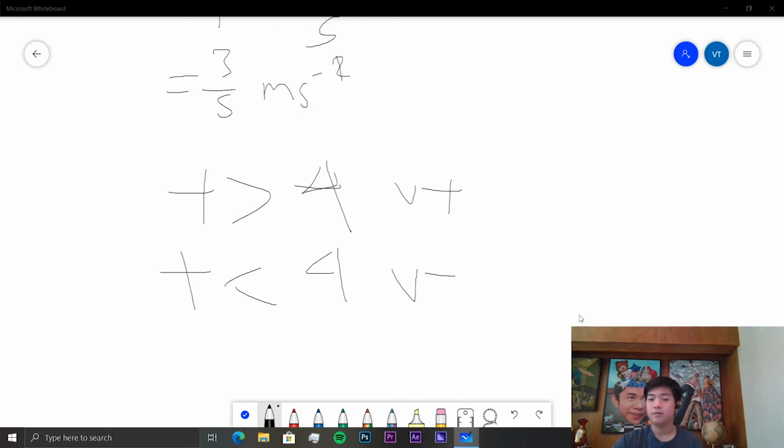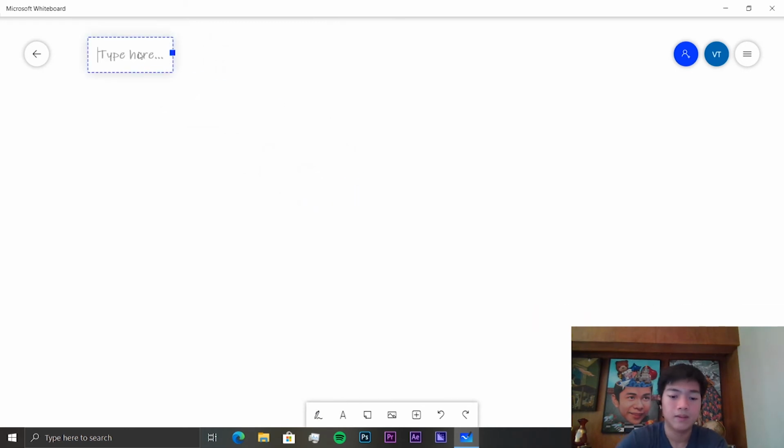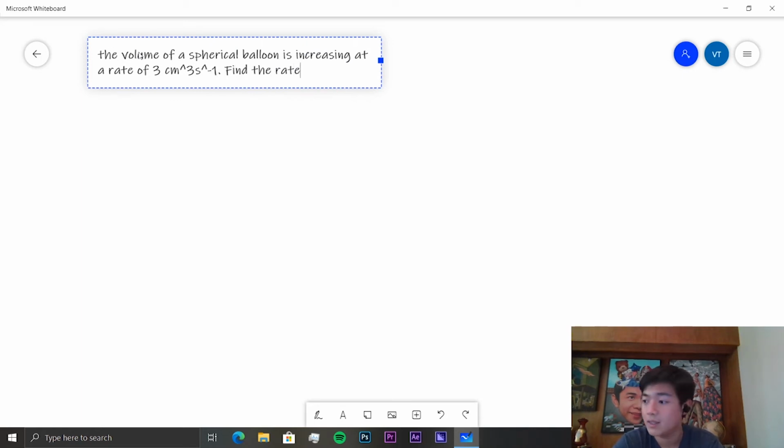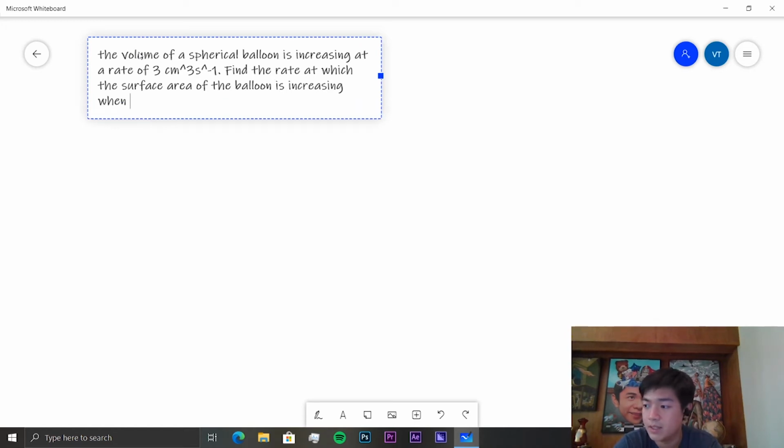Okay, next we have another word problem. The volume of a spherical balloon is increasing at a rate of 3 centimeters cubed per second. Find the rate at which the surface area of the balloon is increasing when its radius is 1 centimeter.